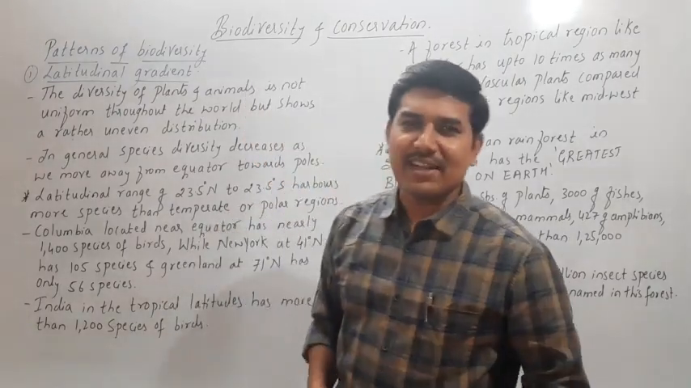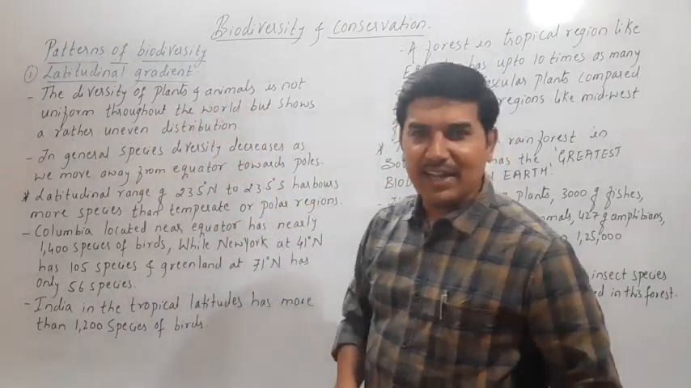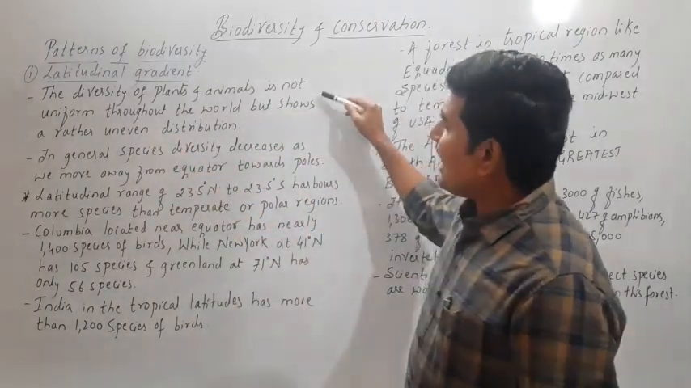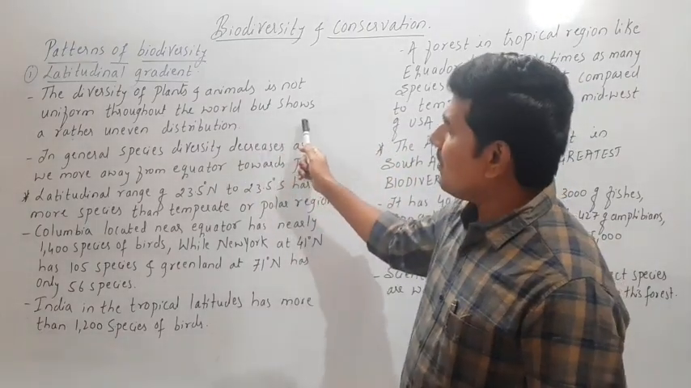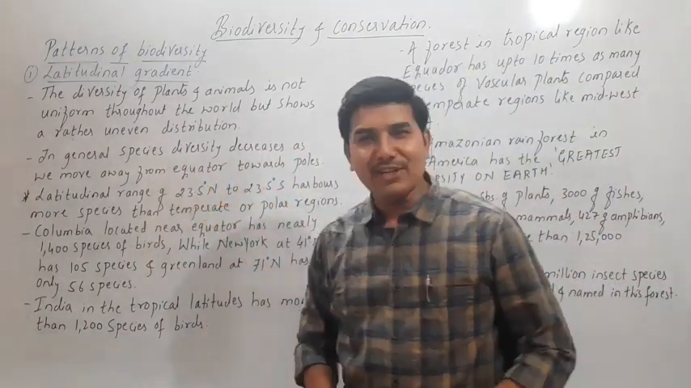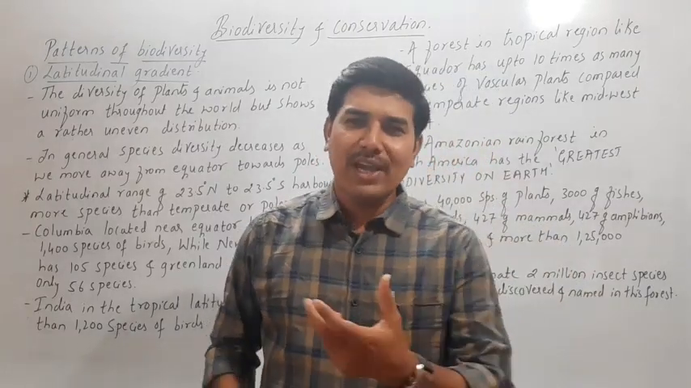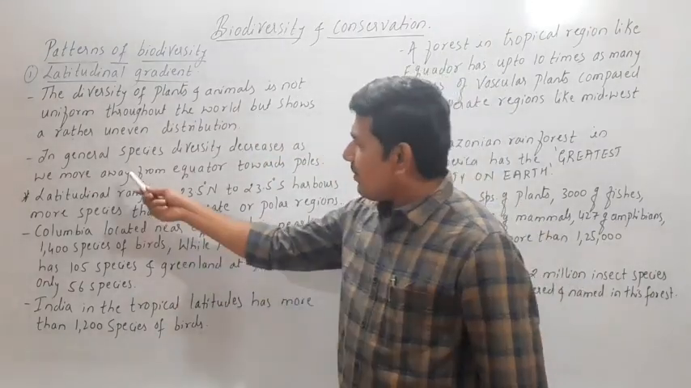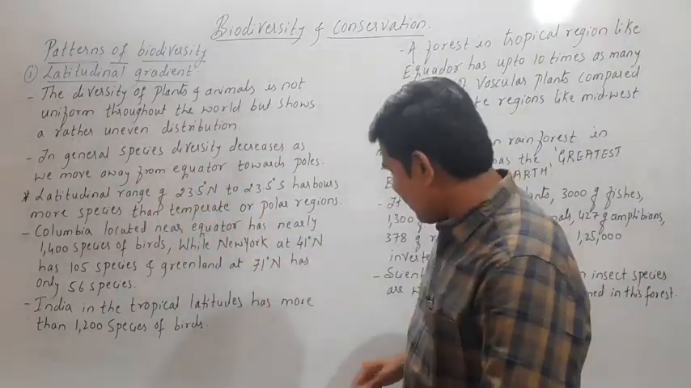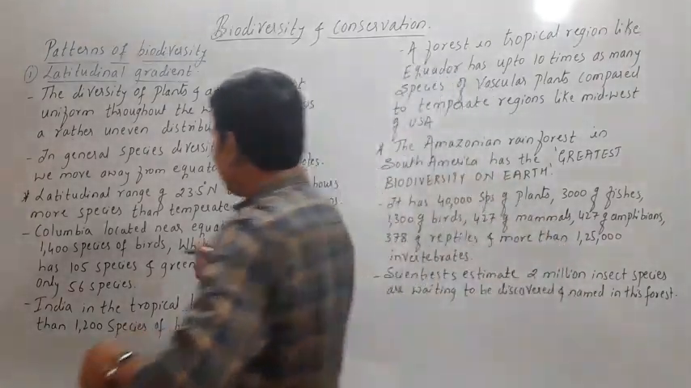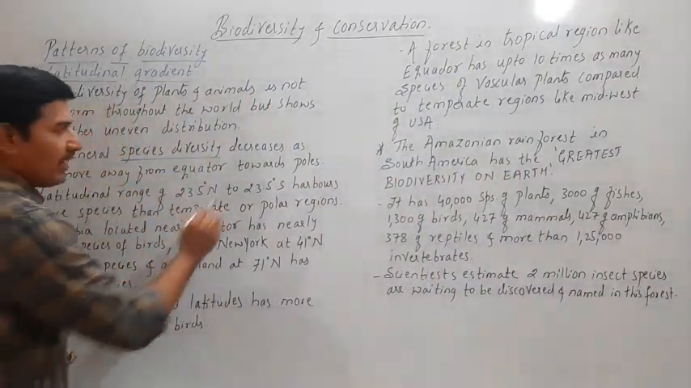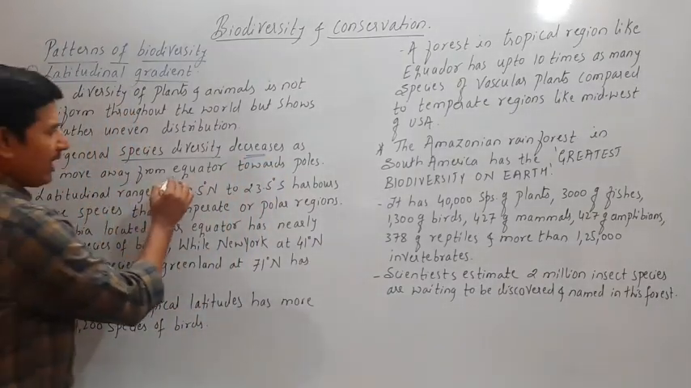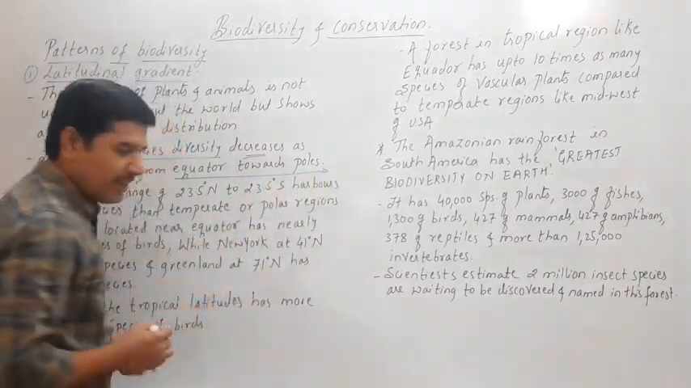So let's study the characters of the latitudinal gradients. In the first point, the diversity of plants and animals is not uniform throughout the world, but shows a rather uneven distribution. Why it shows uneven distribution, we'll come to know in the next point. In general, species diversity decreases, it goes on decreasing as we move away from the equator towards the polar regions.